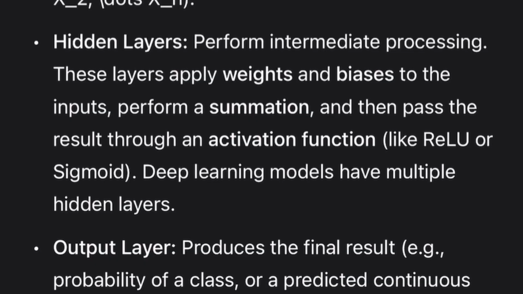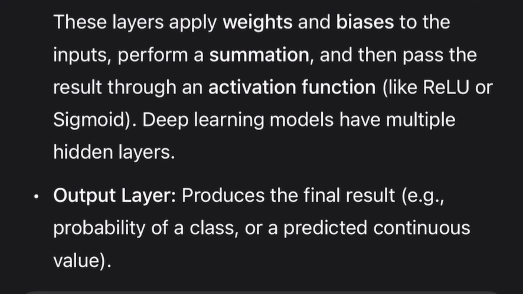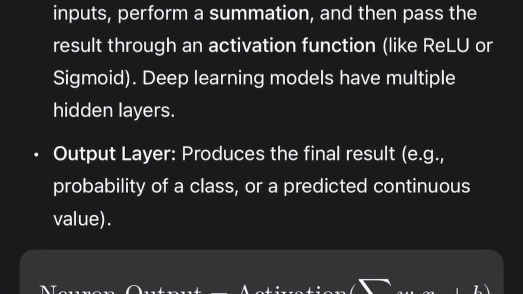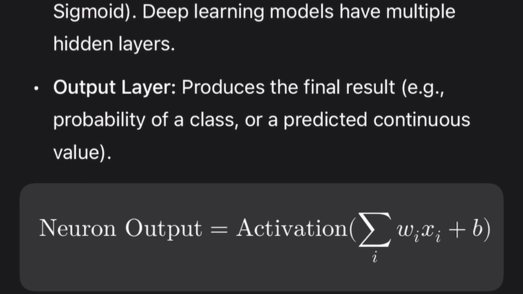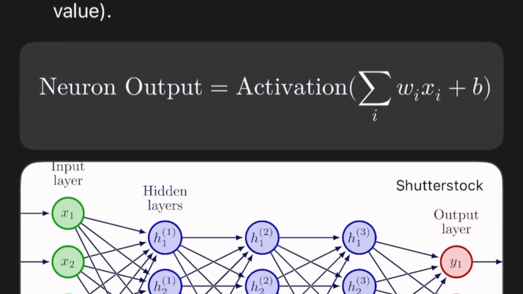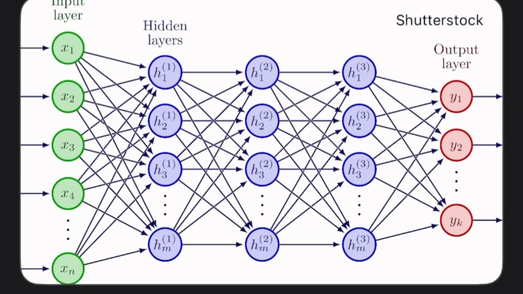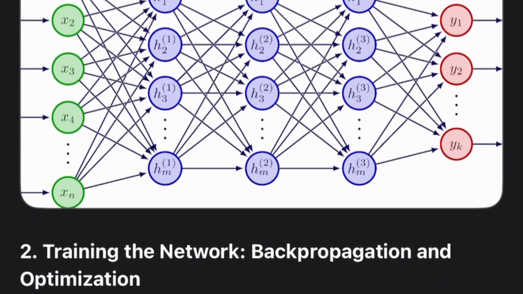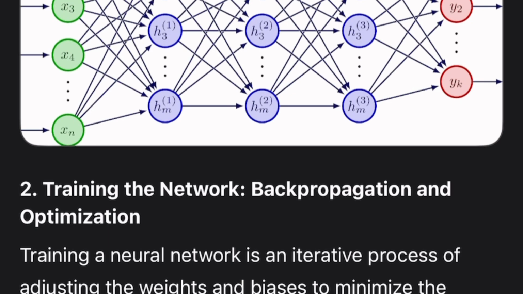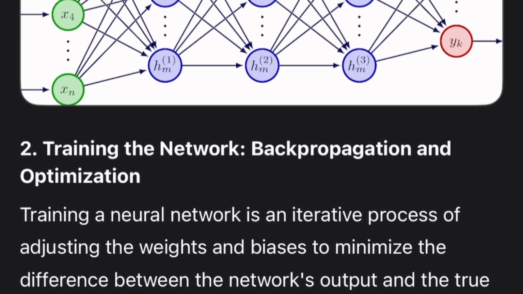Deep learning models have multiple hidden layers. Output layer produces the final result, e.g., probability of a class or a predicted continuous value. 2. Training the network, backpropagation and optimization. Training a neural network is an iterative process of adjusting the weights and biases to minimize the difference between the network's output and the true values, the loss function.